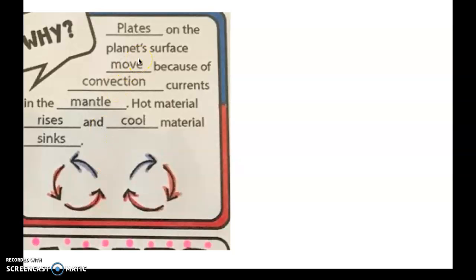Now we know all this, but Alfred didn't know that back in his day, which is why he wasn't credited with this theory when he was alive. Eventually we realized, yep, you were right. You were absolutely right. And we now credit him with it, but unfortunately he did not get to reap the benefits of that. But that's why the tectonic plates move. It's called the continental drift theory.